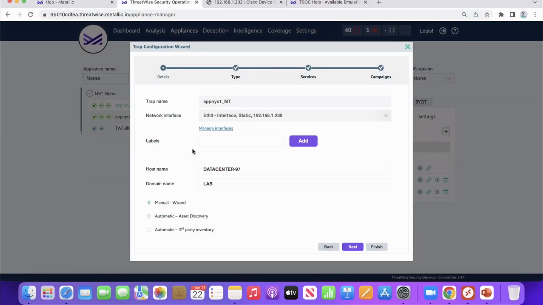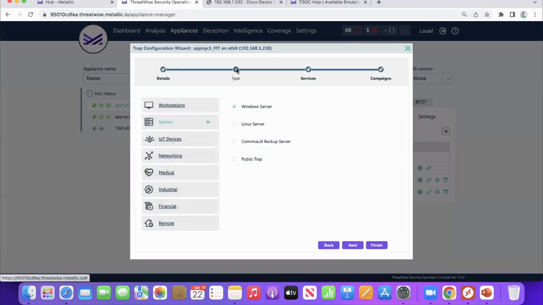So you determine how you want to make the trap. Then you decide what trap you would like it to be. Do you want it to be a workstation? A workstation could be Windows or Mac. Do you want it to be a server? It could be a Commvault backup server, a Windows server, or a Linux server. What type of networking? Is it a Cisco shop? Is it a Juniper shop?